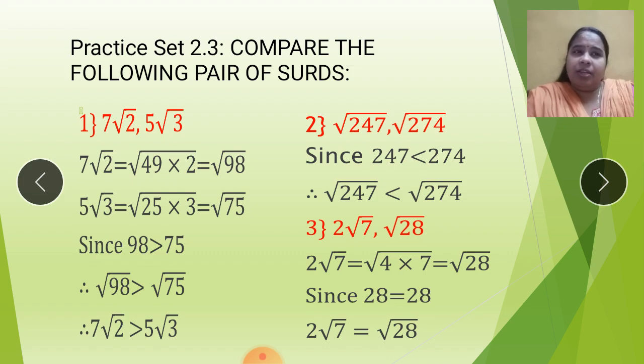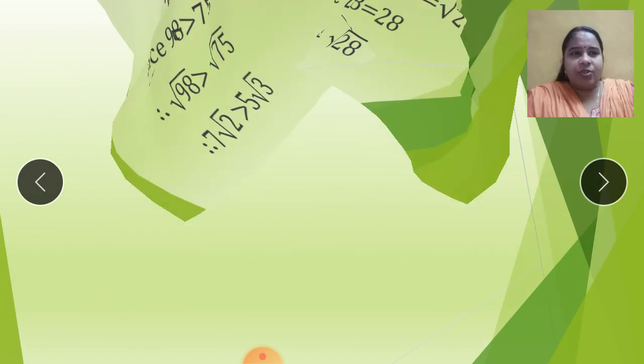So all the three properties which I have explained to you in the previous slide are applicable here. This is greater, this is smaller, and this is equal. I hope the concept is clear to you. Yes, this is the way you will compare the surds. Okay, let us see the next question.